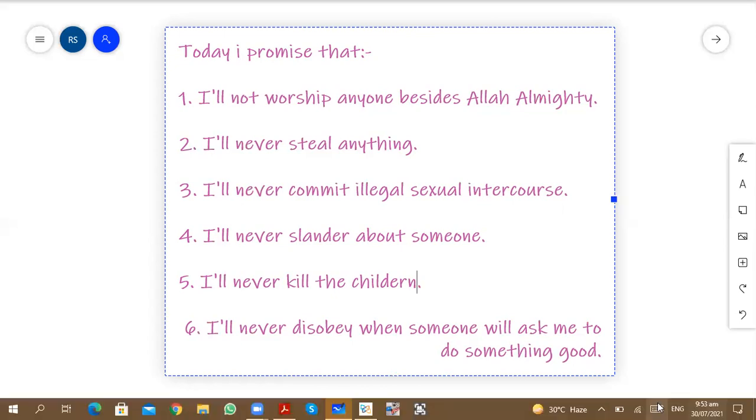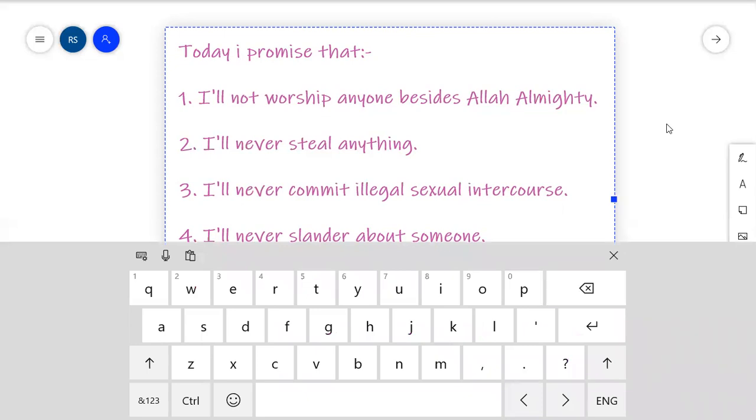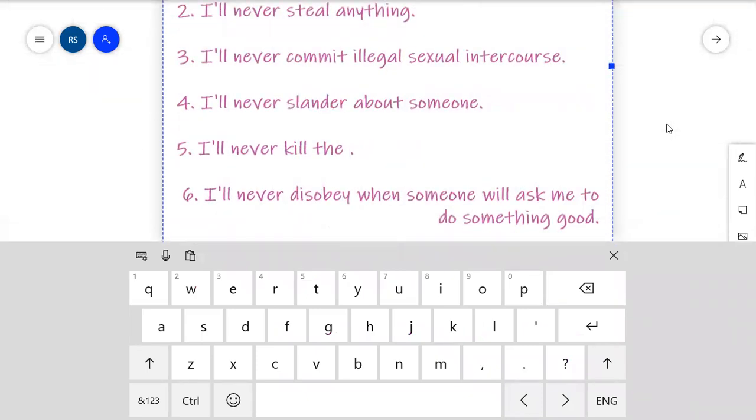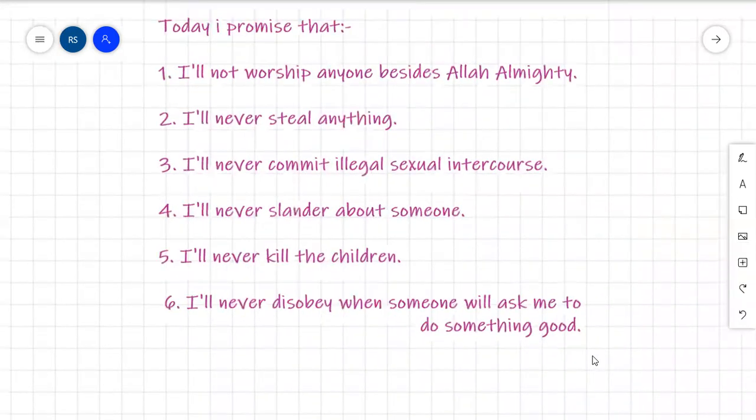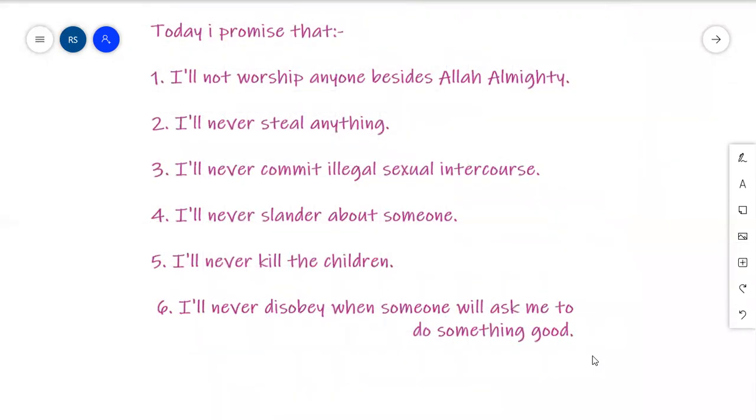So don't forget these promises, okay? I nearly wrote children. Children. No, spellings are correct. Yeah, I wrote it. Children. Okay. Any question? I'll never disobey when someone asks me to do something good. Okay. Do you have any question? No. Okay, remember.